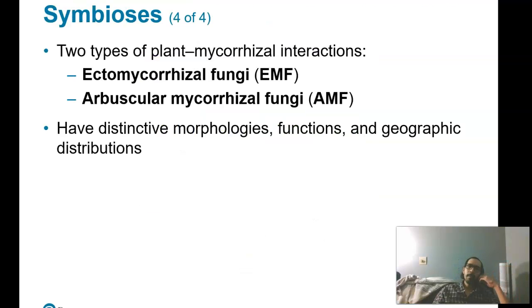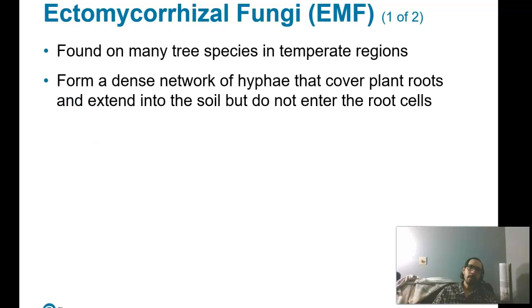So there's two types of plant mycorrhizal interactions. There's the ectomycorrhizal fungi and there's arbuscular mycorrhizal fungi. And these have distinctive morphologies, functions, and geographic distributions. The ectomycorrhizal fungi are found on tree species in temperate regions. So these form a dense network of hyphae that cover the plant roots and extend into the soil, but they don't penetrate the root cells. So they just form a sheath around the cells.